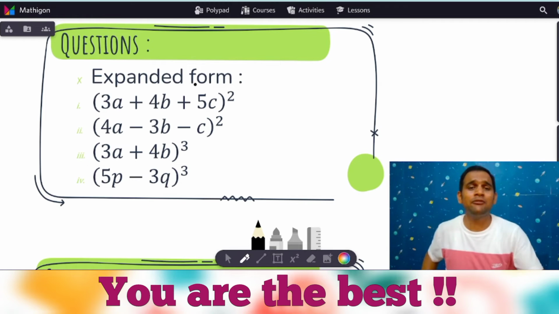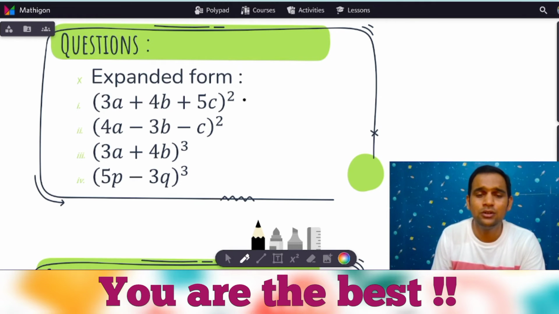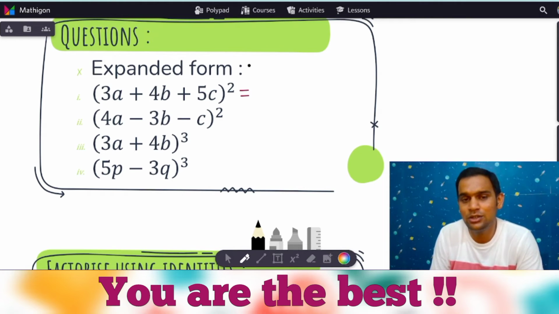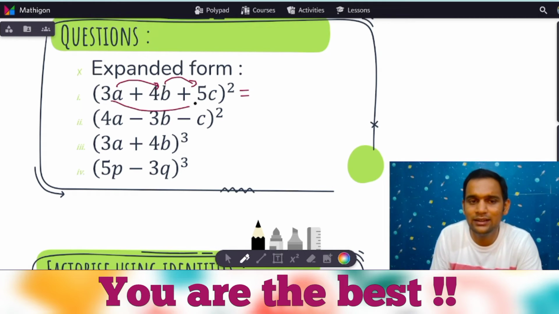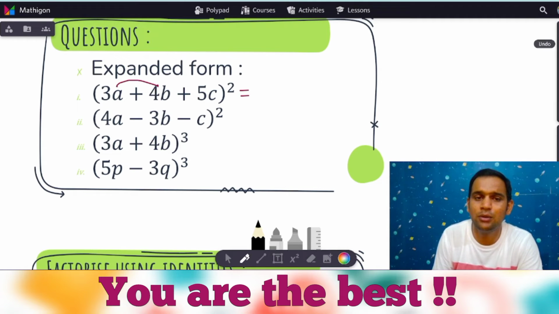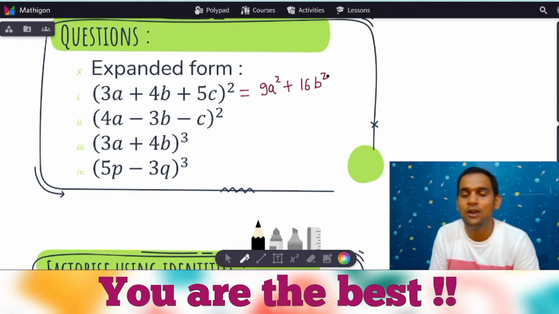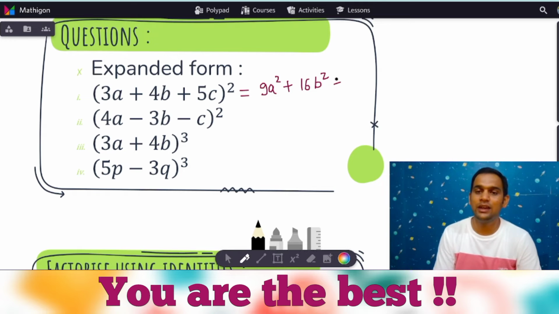Now we have to write the expanded form of this. So expanded form, it's the easiest thing we can do. You just need to understand the formula. So the formula was, first square all of them, then multiply 2 times these two first, these two second, and these two at the end. That's all the formula is. So x squared. So 3a squared is 9a squared plus 4b square, 4b to the whole square is 16b square. 5c to the whole square is 25c squared.